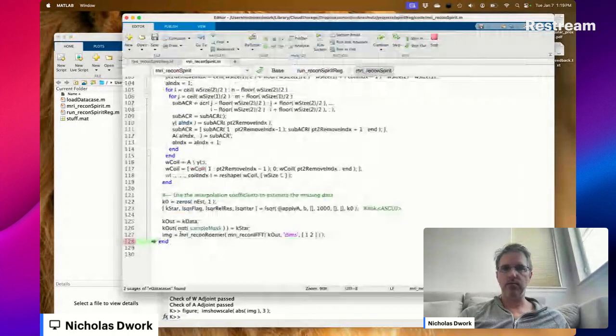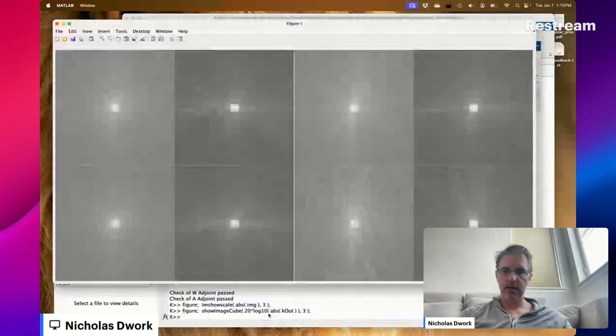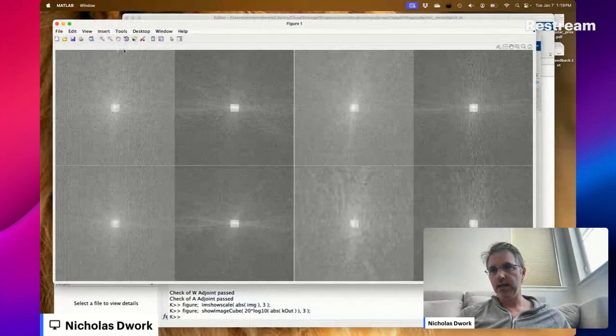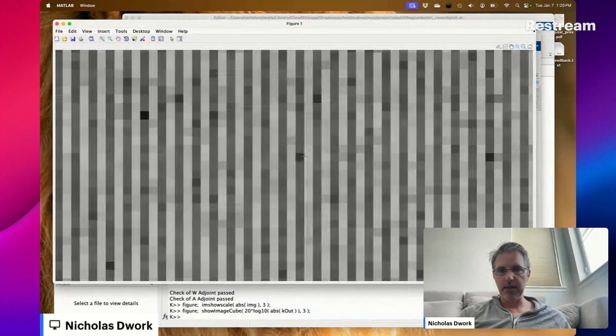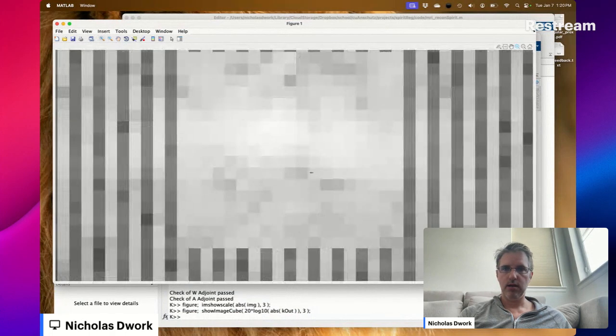Okay. Let's take a look at K-space. I'm going to change the intensities to decibels. I'm going to look at the magnitude of the intensities. Okay. So it looks like the interpolation is going poorly. There's clear stripes here.